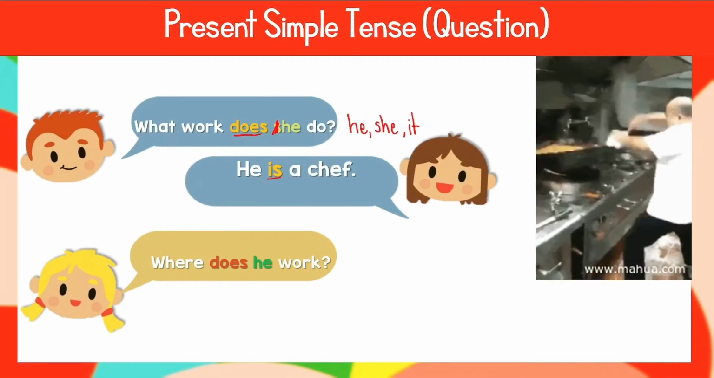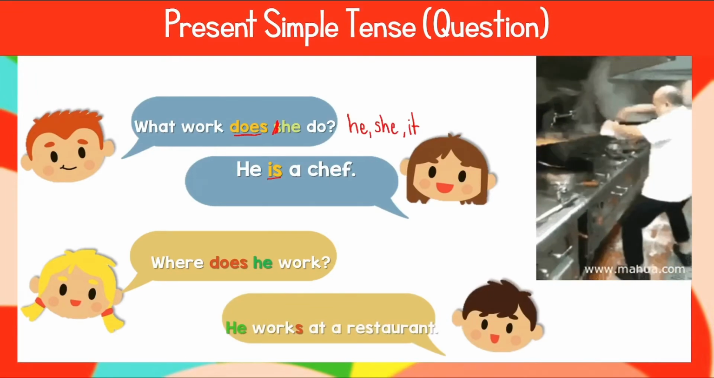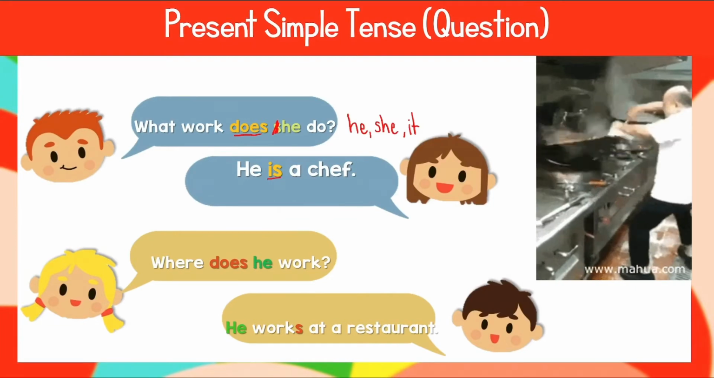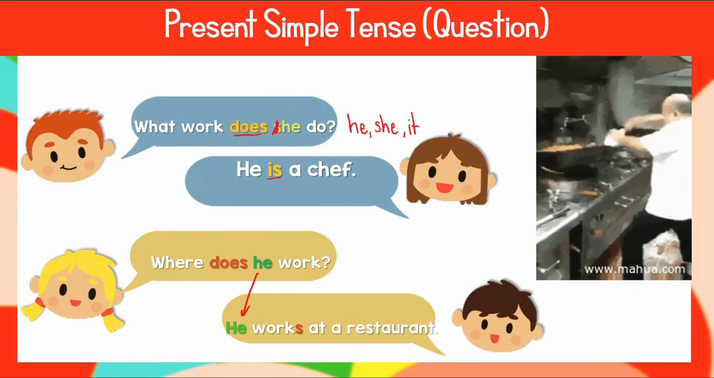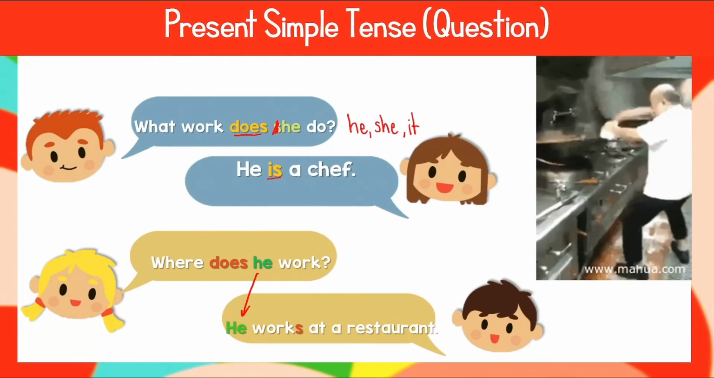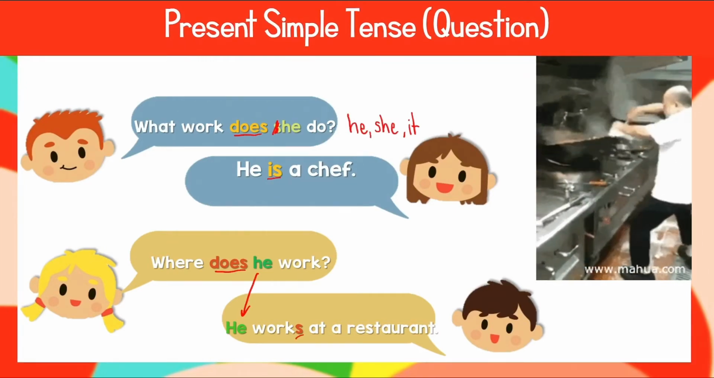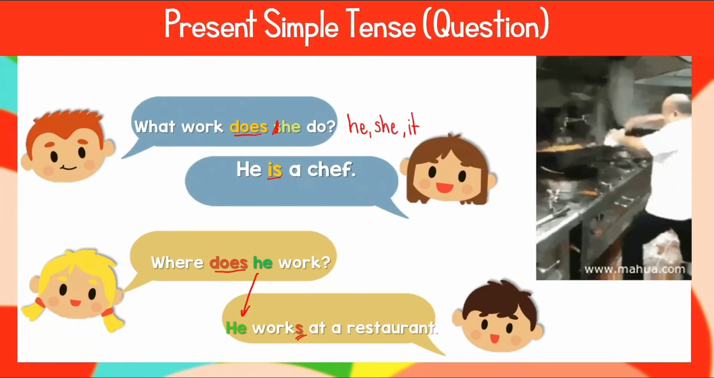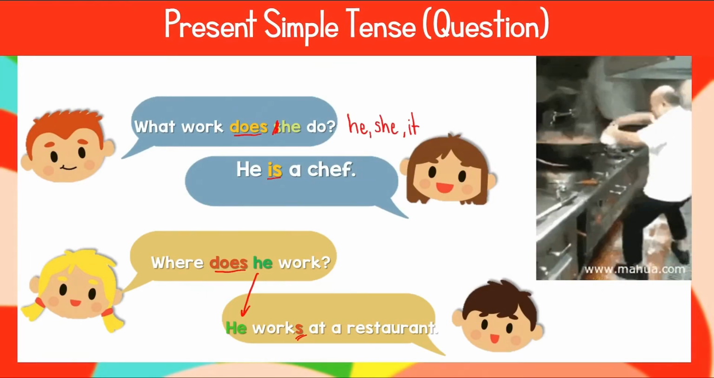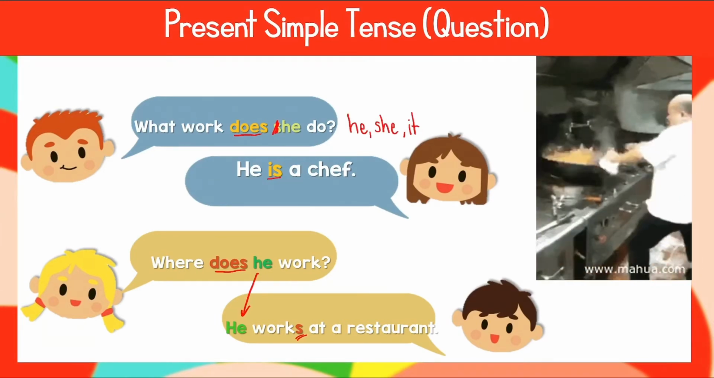And where does he work? He works at a restaurant. We put he here as a subject, and we use does, the helping verb. And can you see works, with s at the end of the verb? Because this is simple tense, if the subject is singular, you should add s at the end of the verb.